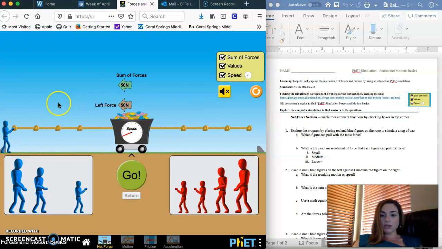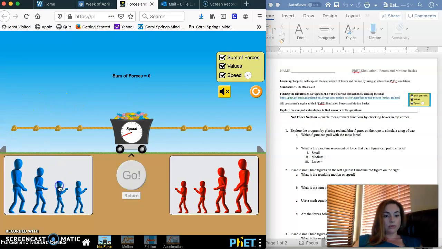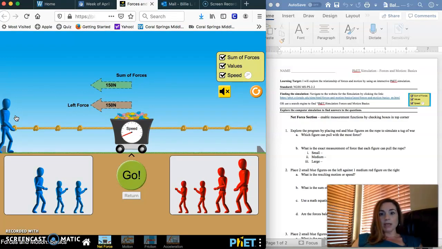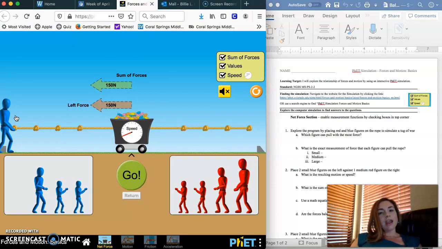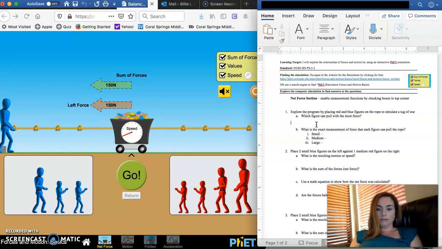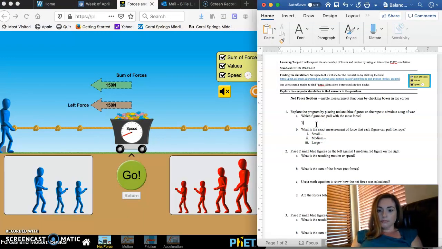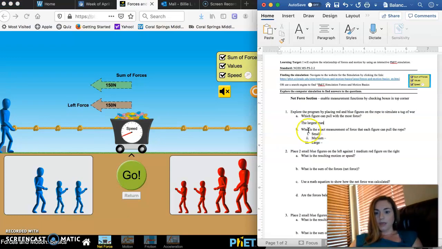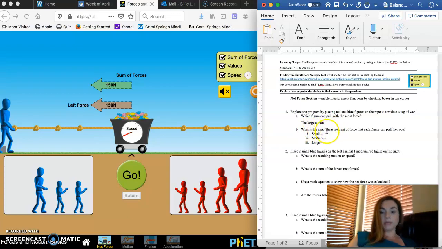So it says which figure can pull with the most force? Well, it's going to be the largest person. He has the most mass, so he can pull and have the most strength. You probably have played tug of war before, and you really want people on your team that are strong and big because they can pull with more force. So the next thing, we would just write in here, the largest man.